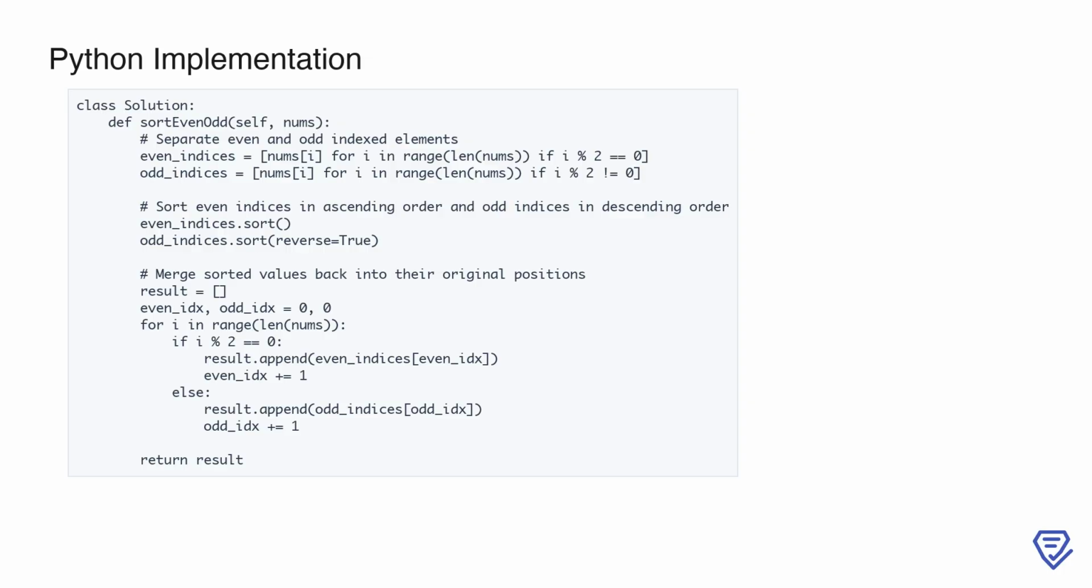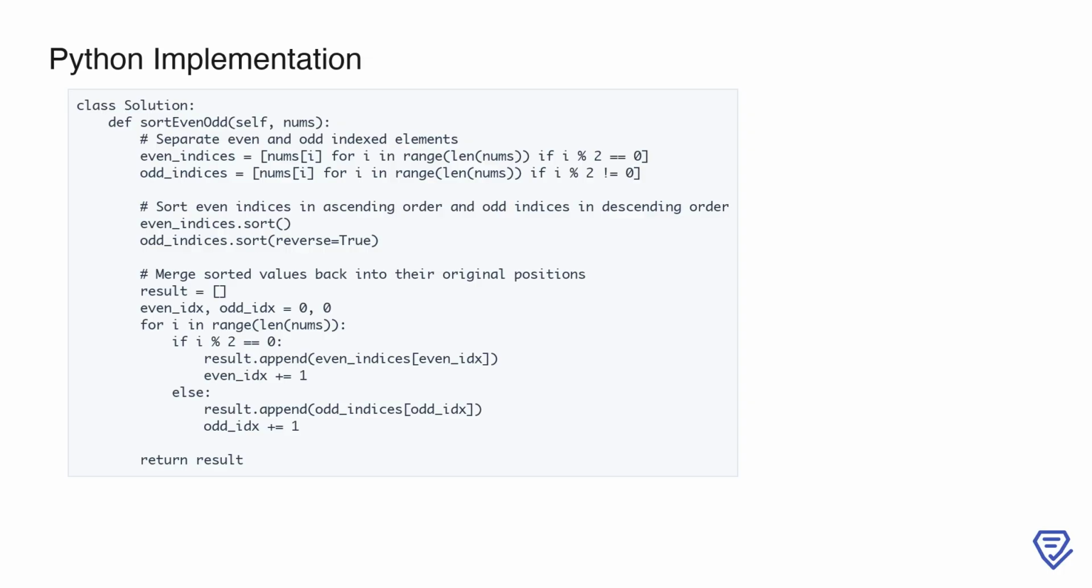Two pointers, even_idx and odd_idx, are used to track the current position in the sorted even_indices and odd_indices lists, respectively. A for loop iterates over the indices of the original array. If the current index is even, the next smallest value from even_indices is appended to result. Otherwise, the next largest value from odd_indices is appended.